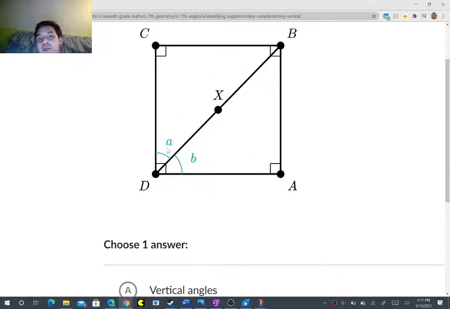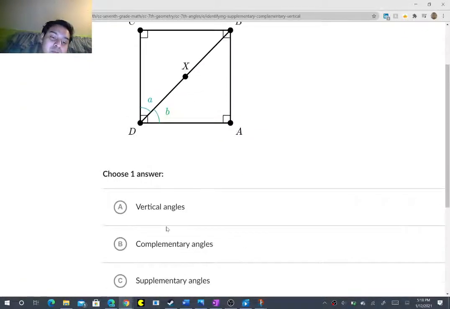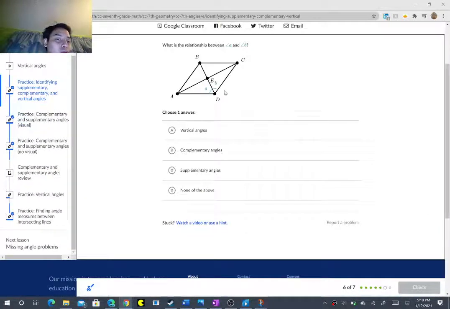Okay, so this one, again, we look at angle A and angle B. When they're formed together, they form a 90-degree angle. So because of the trick that I showed you, it should be complementary angles. These two are complementary angles because angle A and angle B form a 90-degree angle when they're added together. So it would be complementary. They're complementary because they form a 90-degree angle.